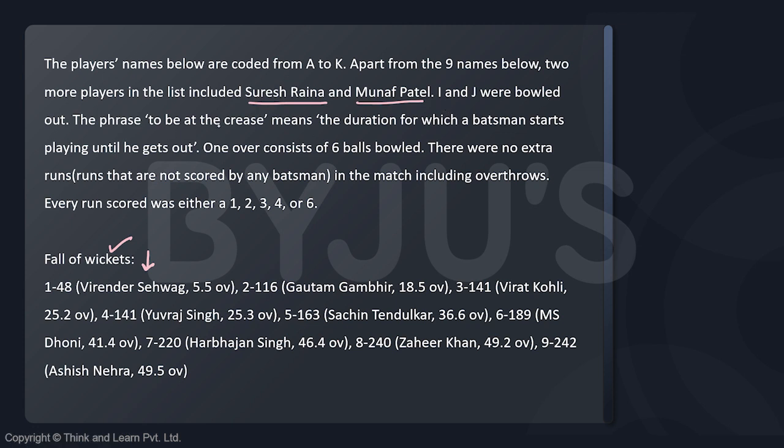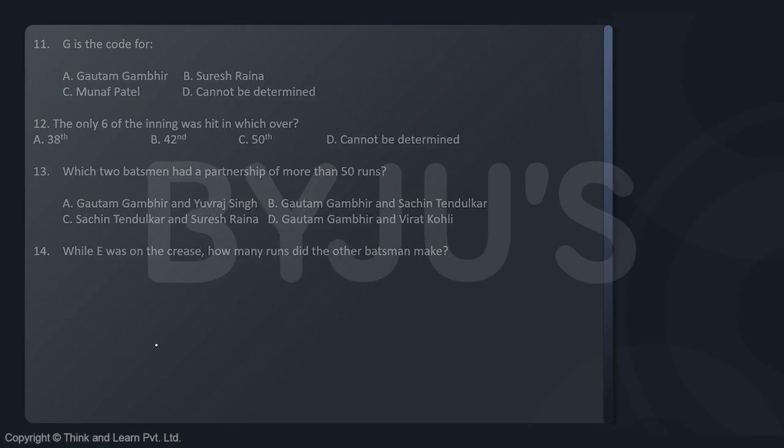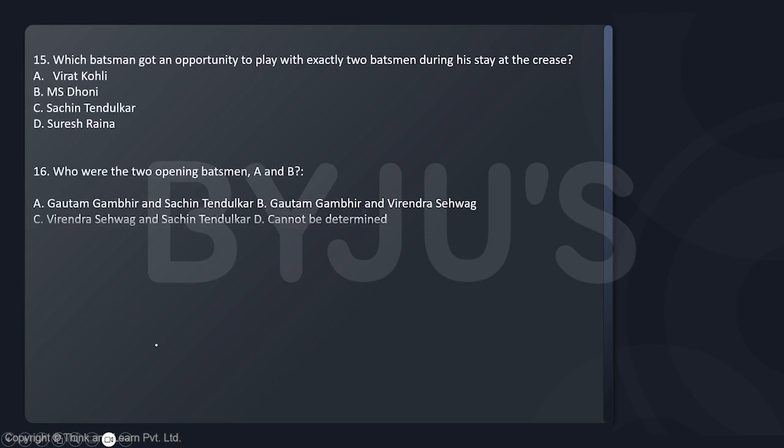The phrase to be at the crease means the duration for which a batsman starts playing until he gets out. One over consists of 6 balls bowled. There were no extra runs that are not scored by any batsman in the match, including overthrows, and every run scored was either 1, 2, 3, 4, or 6. These are the fall of wickets mentioned over here, right? And after that, they have asked us 6 questions on this data set.